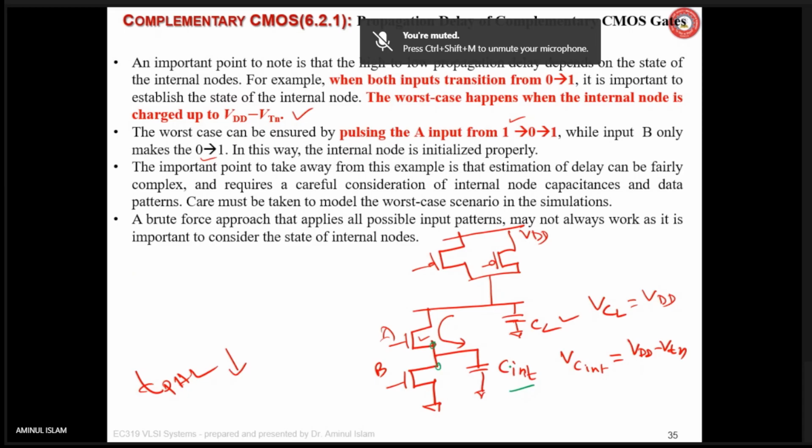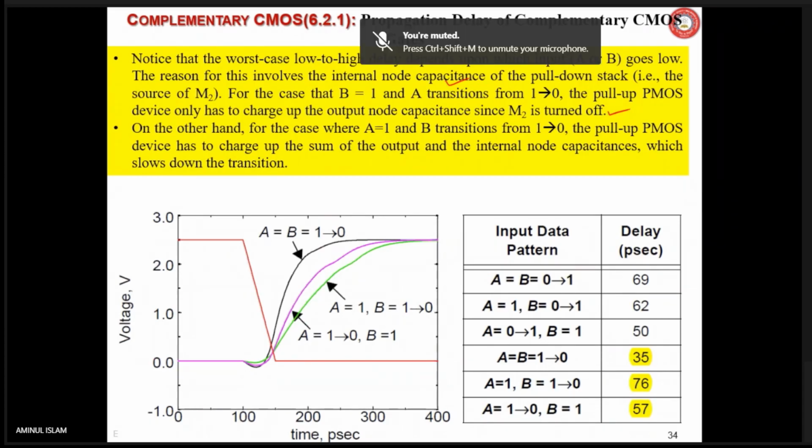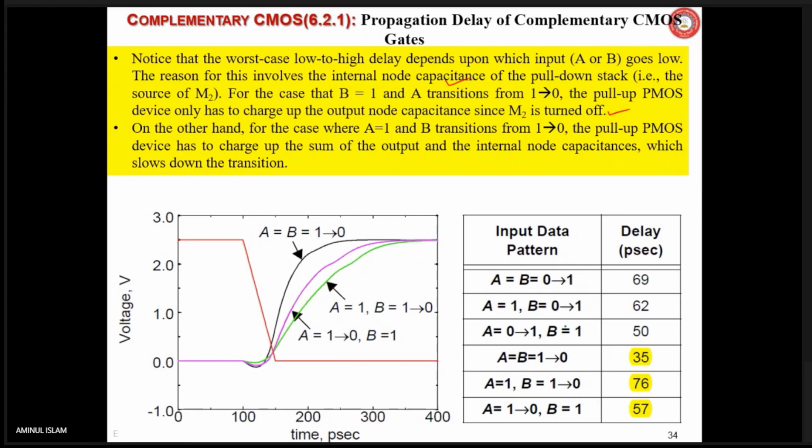This is all you have studied, all of you. Can I go ahead a little faster? Sir, I didn't understand, sir. Can you show why the delay is differing? Okay. Let us go through it slowly and you will understand. Notice that the worst case low to high delay depends upon which input, A or B, goes low. Worst case is occurring here.